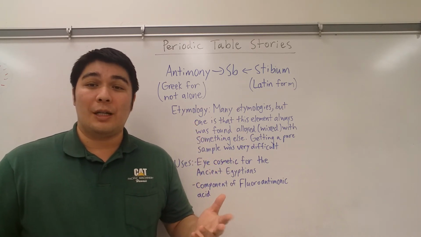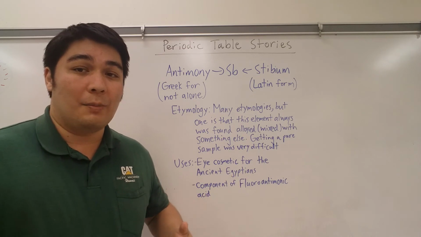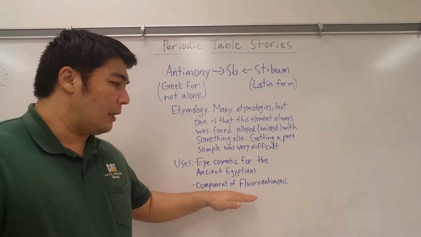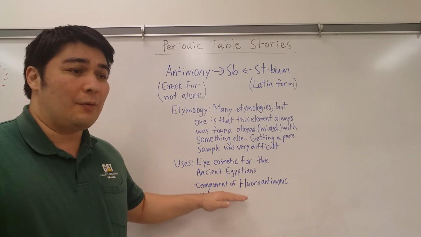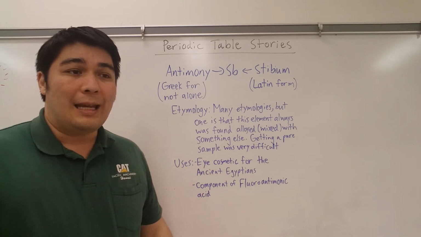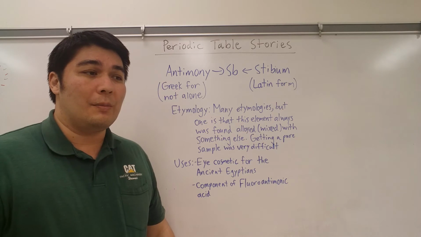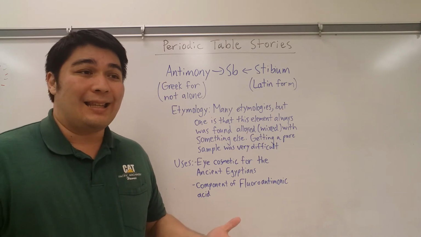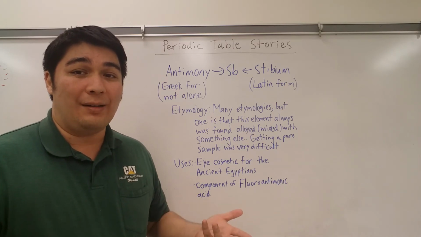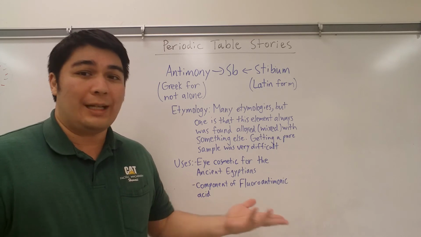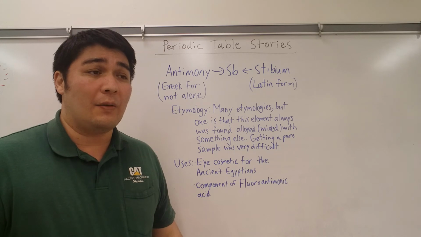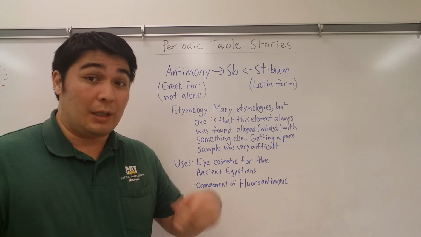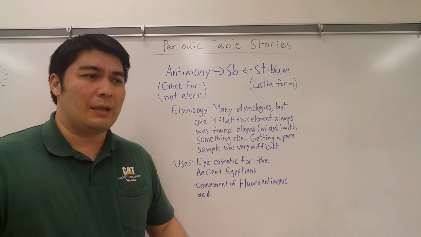The other more interesting idea behind antimony, at least to me, is that it's a part of what's called fluoroantimonic acid. It is such a strong acid that it can set things on fire that you normally wouldn't expect to be set on fire. Things like asbestos, things that have already been burned. It will burn it again.